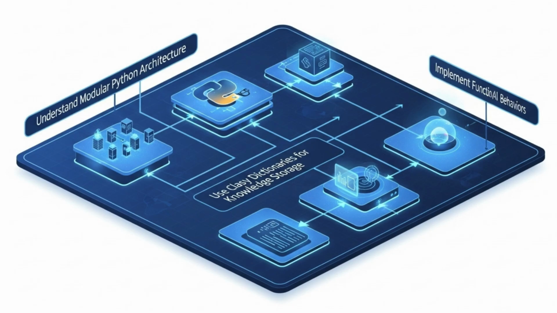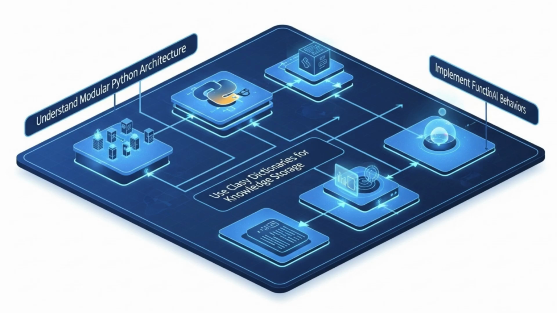You will learn to understand the principles of modular Python architecture, breaking down complex problems into manageable, reusable components. You'll also discover how to leverage classes to model AI agents, giving them distinct identities and capabilities. We'll explore using dictionaries as efficient knowledge stores, enabling our AI to learn and recall information effectively. Finally, you'll see how functions serve as modular behavior units, allowing our AI to perform different tasks dynamically. Let's get started and build something truly insightful.